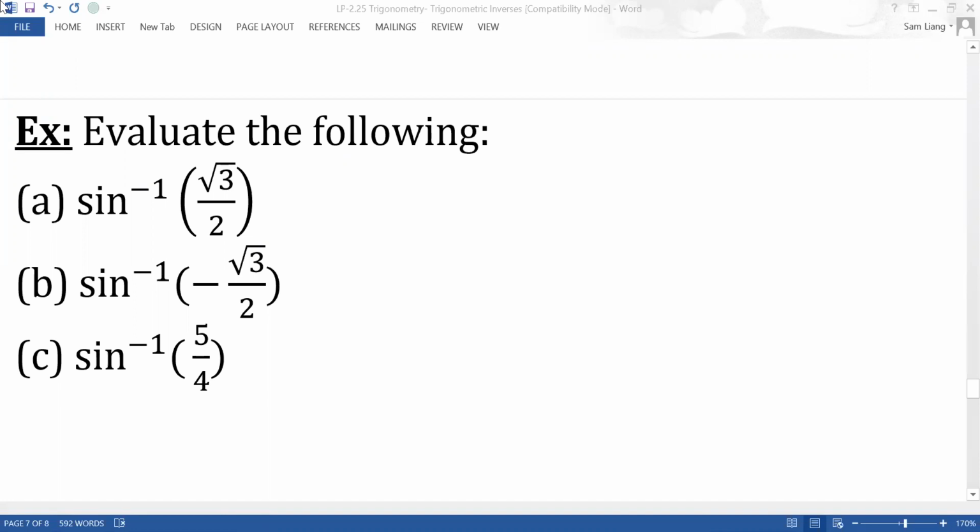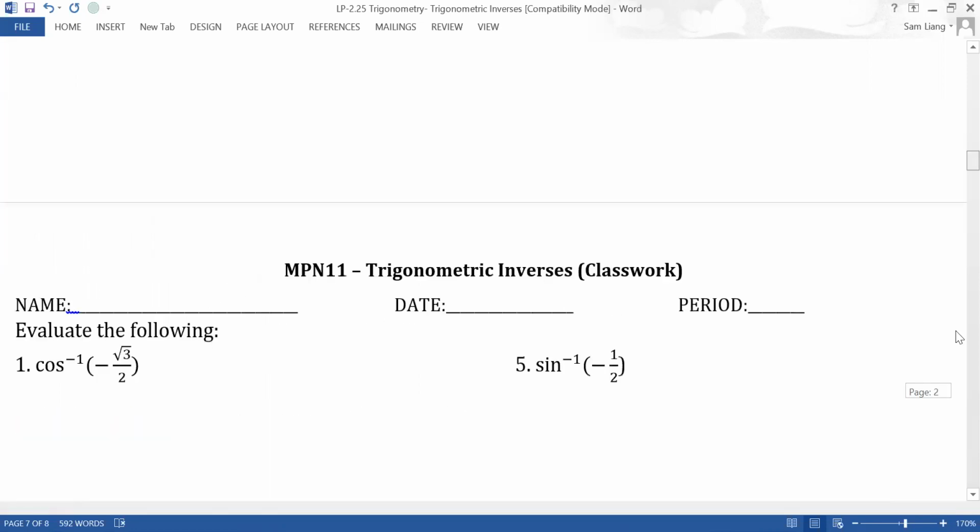We got pi over 3 from Michelle for part A. Good, so that'll be 60 degrees, right? We have 60, 300, and then undefined from Afrin. 60, negative 60, undefined from Sarjona. 60, negative 60, undefined from Christoph. Okay, good. Let me just confirm that. Let me scroll up to the answers. All right, it's right here.